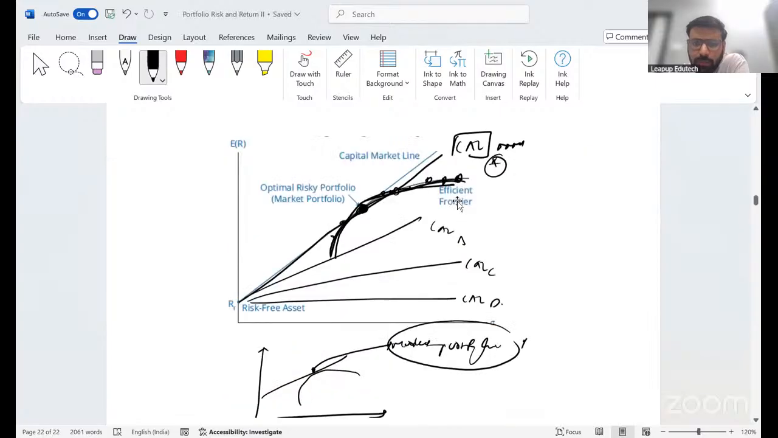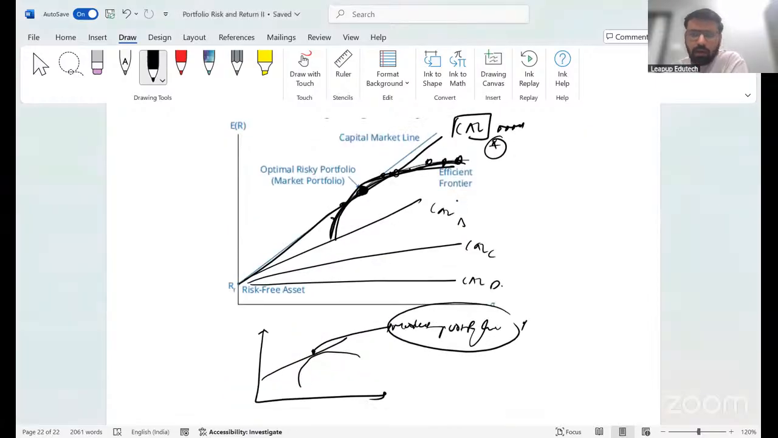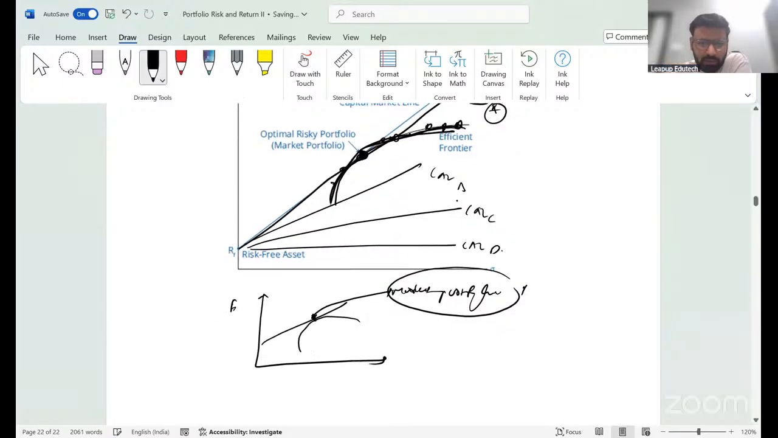Sir, but at what point should we be in terms of the CAL, in terms of the market portfolio? We don't understand that. At what point should we be? What does that mean? Sir, basically, this is my expected return, this is my standard deviation. This is the ideal portfolio, the portfolio that should be chosen out of the entire efficient frontier. Okay, fair enough.